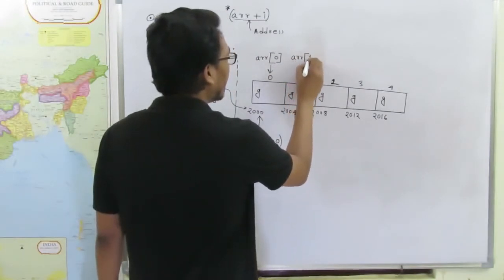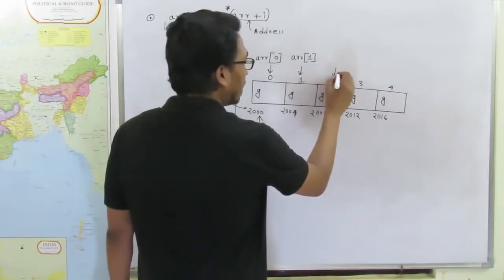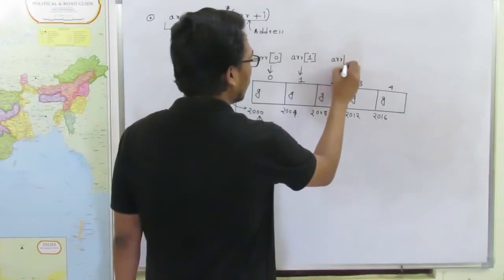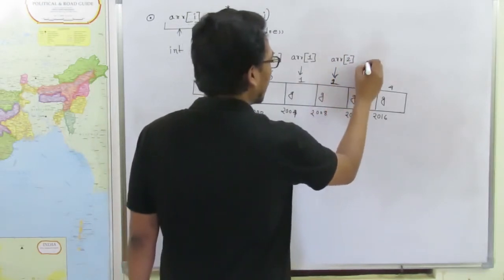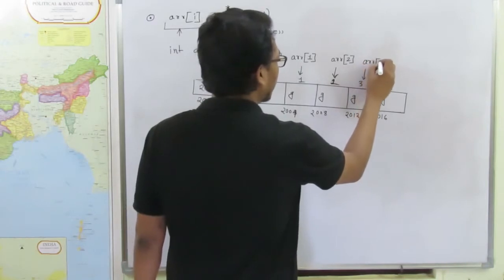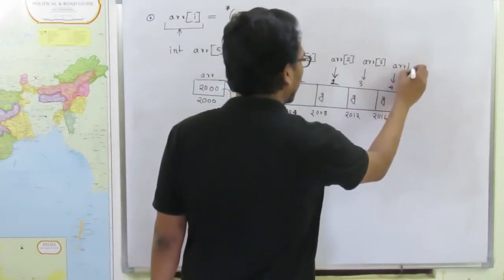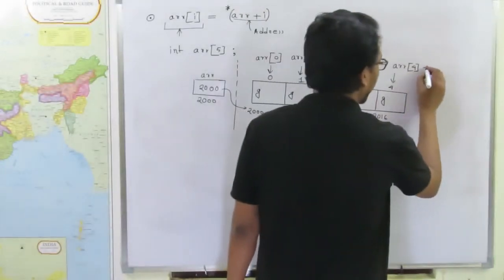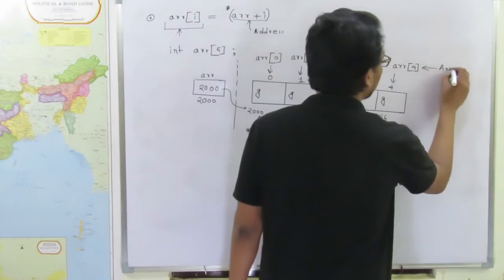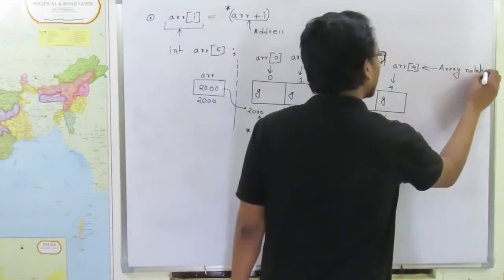Now coming to the next index, in case of array notation, what will be the notation? The notation will be ARR[1]. In case of the third element, the notation will be ARR[2]. In case of the fourth element, the notation will be ARR[3]. In case of the fifth element, the notation will be ARR[4]. So all these are array notation. Clear?